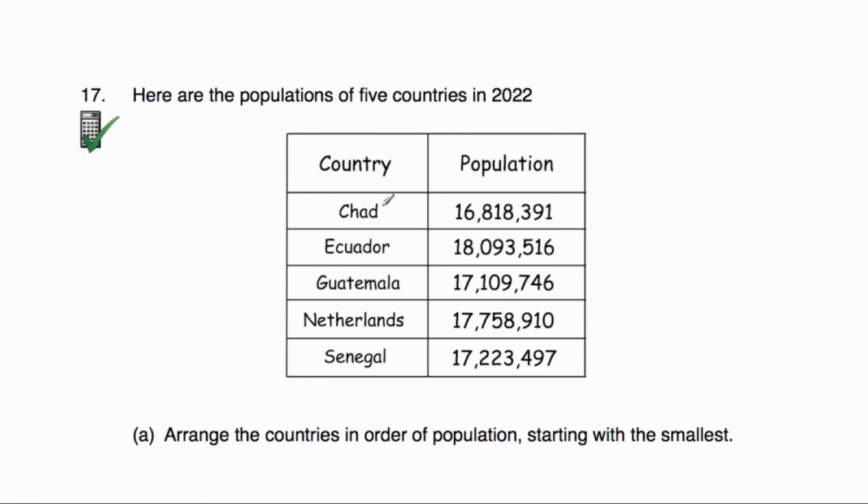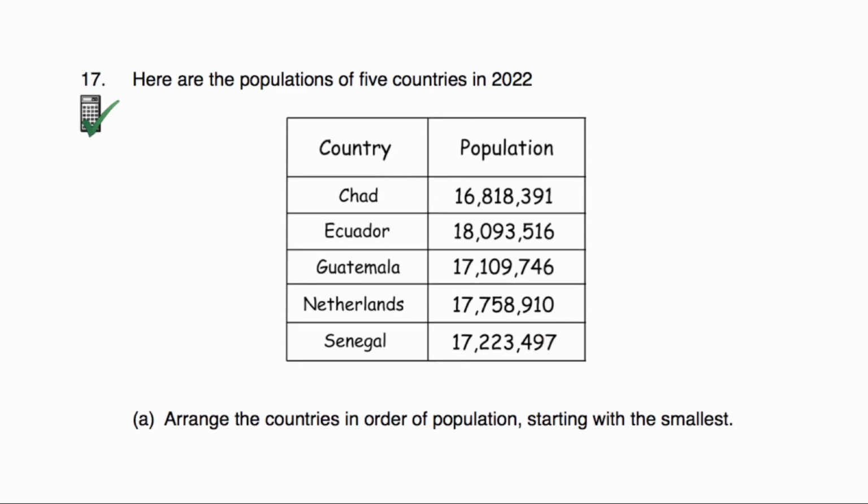Okay, our next question says, here are the populations of 5 countries in 2022. So we've got Chad with a population of 16,818,391, Ecuador with a population of 18,093,516, Guatemala with a population of 17,109,746, the Netherlands with a population of 17,758,910, and Senegal with a population of 17,223,497. We've been asked to arrange the countries in order of population, starting with the smallest.